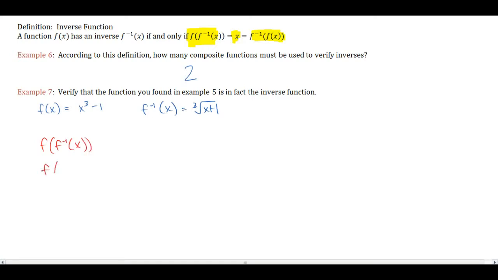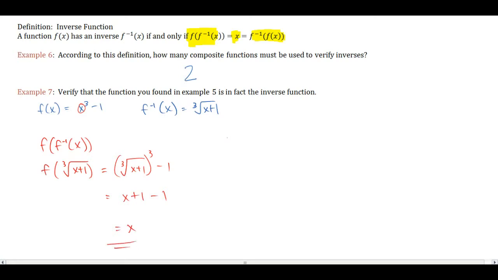So that would be f of the cube root of x plus 1. So go to equation f, and plug this mess into where the x is. Right? So what would that be? That would be the cube root of x plus 1, and then that whole thing cubed, because that's what's happening, minus 1. Well, look what happens. The cube and the cube root cancel. That's cool. x plus 1 minus 1. And then the 1's cancel. You get x. Hey, it worked.